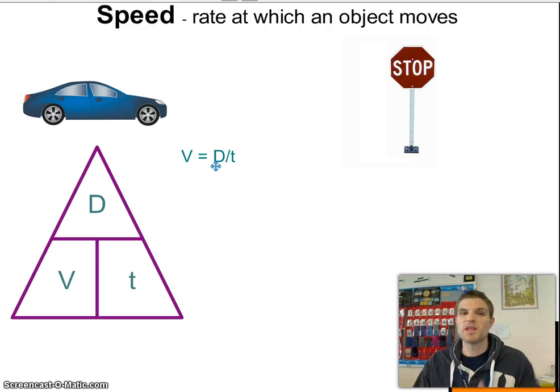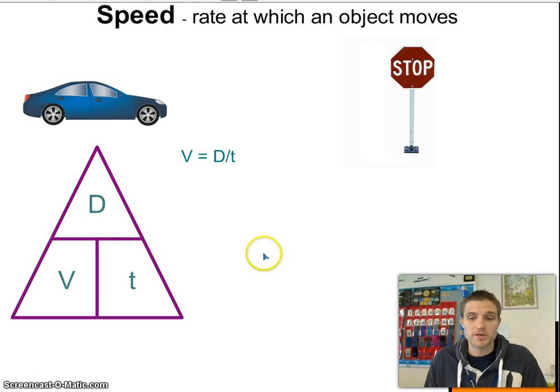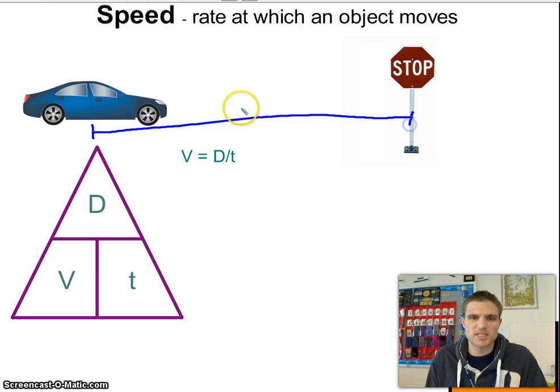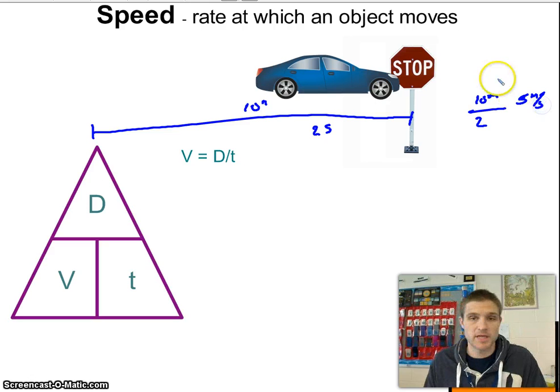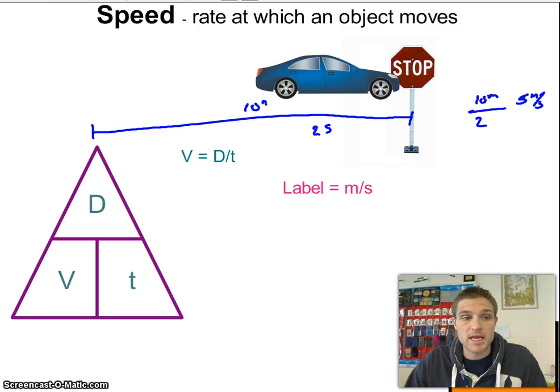Speed, we use v because speed is very similar to velocity. So when you see v, sometimes our textbook and sometimes other people will use s, but we need to know that speed is distance divided by time. So if I was looking at this car, here's my car and here's my distance. Let's say this is a distance of 10 meters. Let's say it took the car a time of 2 seconds to get there. So distance is 10 meters, my time is 2 seconds, so 10 divided by 2 is 5 meters per second.